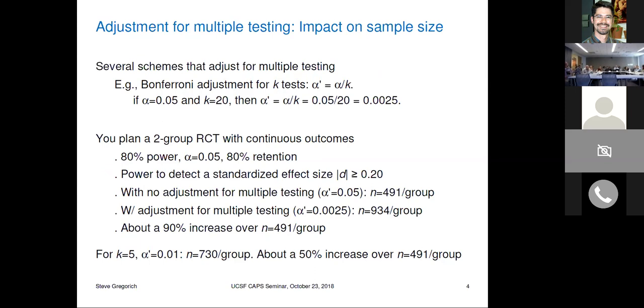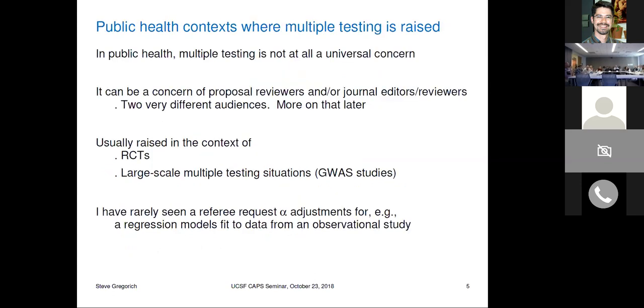Not only is it more expensive, but ethically you have to ask yourself whether you need to put the additional participants at risk and slow down the rest of science for your study, because there's only so many participants you can study. But in public health, multiple testing is not at all a universal concern. It does come up from time to time, and usually when someone pulls that card out, they command all the attention. There are not a lot of people ready to argue them down. It's kind of like the time and attention control card that someone pulls out, and other reviewers on the panel don't want to say anything against it because it's too long of a discussion. I mean, it took me an hour, right?